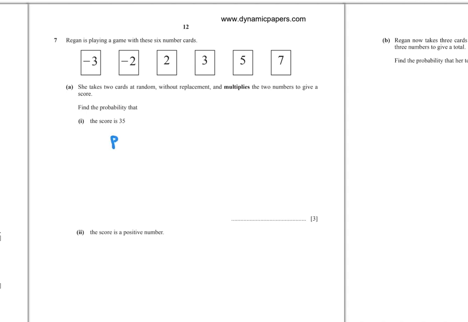So probability of 5 and 7 equals, we have one 5 out of 6, so 1 over 6 times, now after you take 5 you have 5 cards, so 7 is one of them, so 1 over 5 times 2, because our order does matter. We can start with 5 then 7, or 7 then 5, so equals 2 over 30, or 1 over 15.